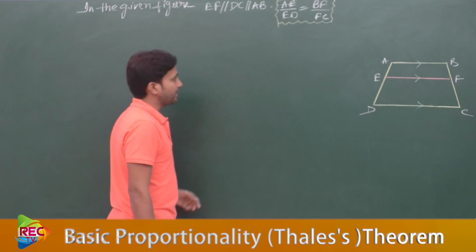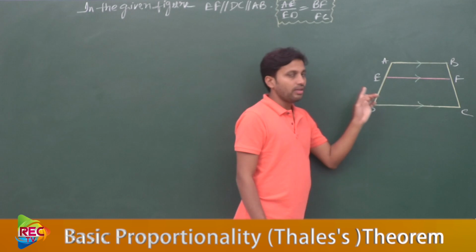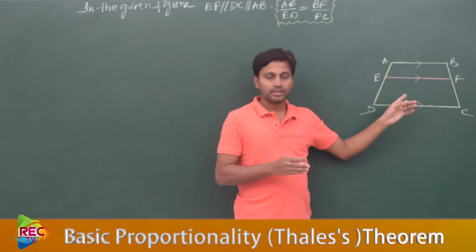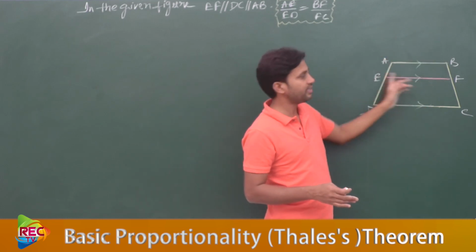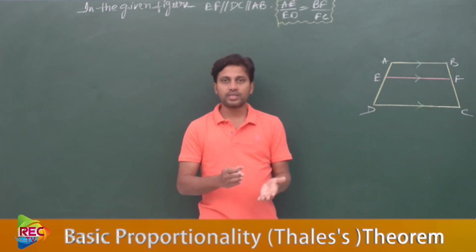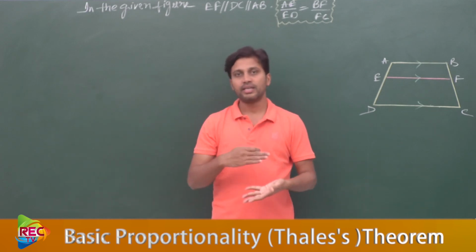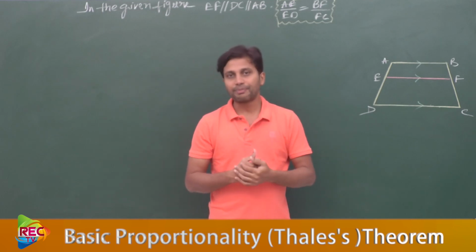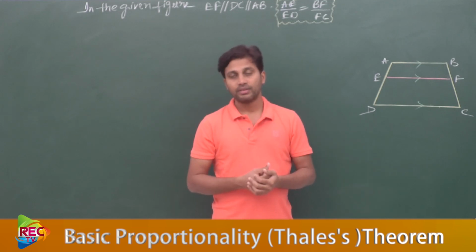First of all, take the given condition. This is one: EF parallel to DC parallel to AB. Now you need to identify what type of figure it is. This is a trapezium, right? Because these two sides are parallel and these two are non-parallel sides. A quadrilateral which consists of a pair of opposite parallel sides and a pair of opposite non-parallel sides is called a trapezium. So the given figure is a trapezium. That is the first thing you need to decide.